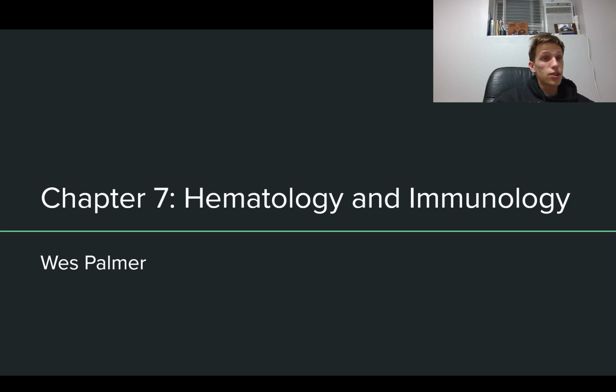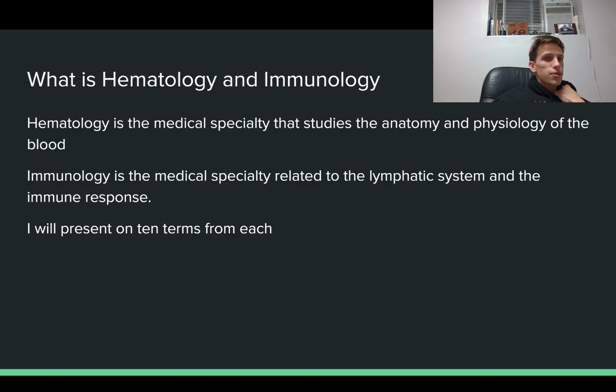So my chapter is chapter 7, which is hematology and immunology. My name is Wes. So what is hematology? What is immunology? Hematology is the medical specialty and study of the blood. So this includes anatomy and physiology. Immunology is the medical study and specialty of the lymphatic and immune system.